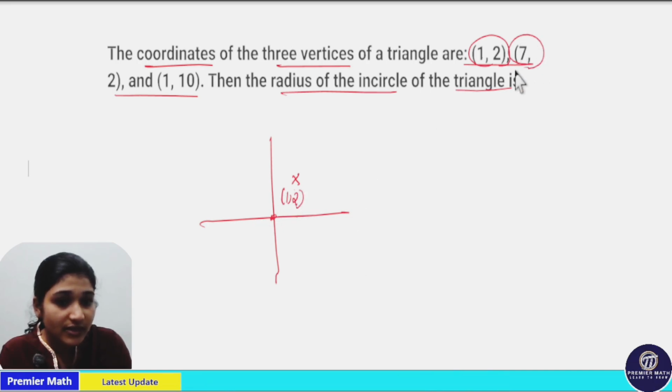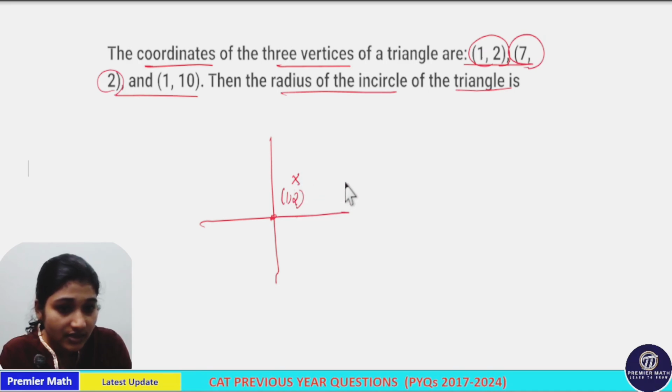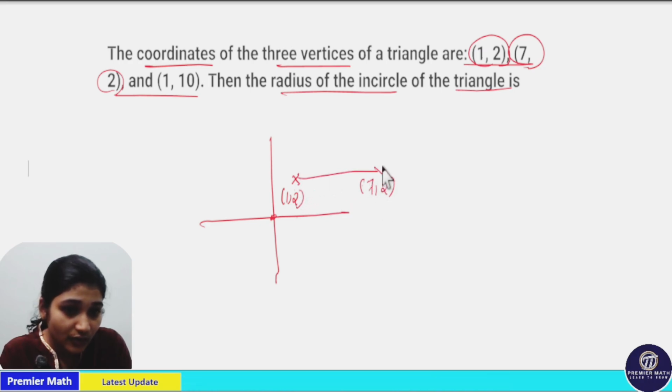Now the next point is (7, 2). (7, 2) means x is equal to 7 and y is equal to 2, which means same height. This is a horizontal line because the y coordinate is 2, so same vertical height. Now 1 plus x is equal to 7, that is 7 minus 1 is equal to 6, which means the base length of this triangle is 6.